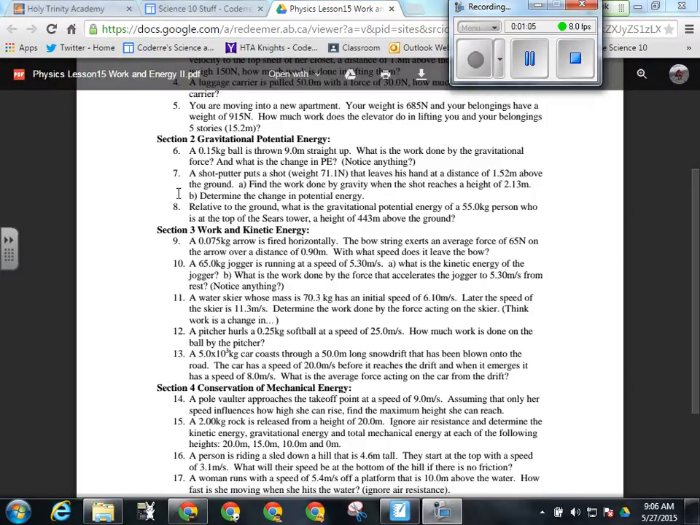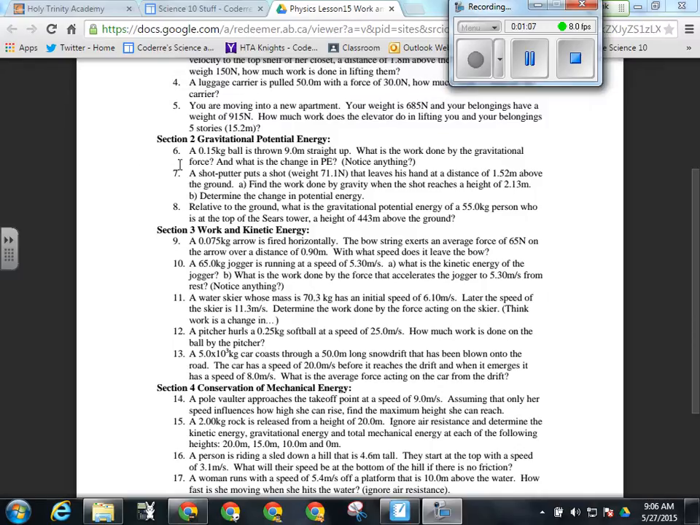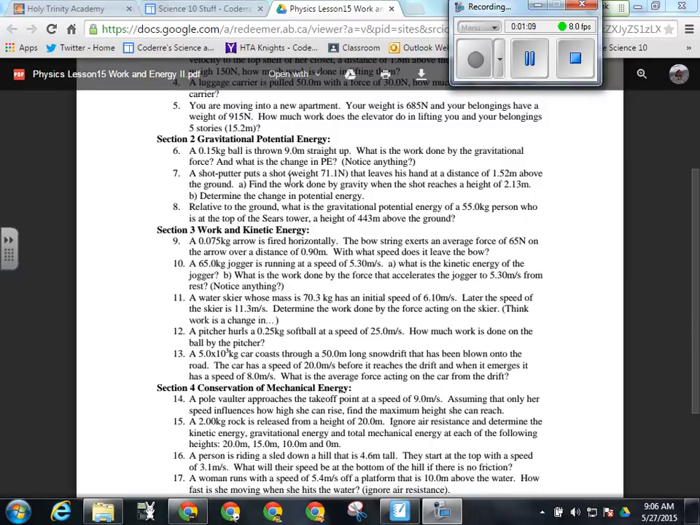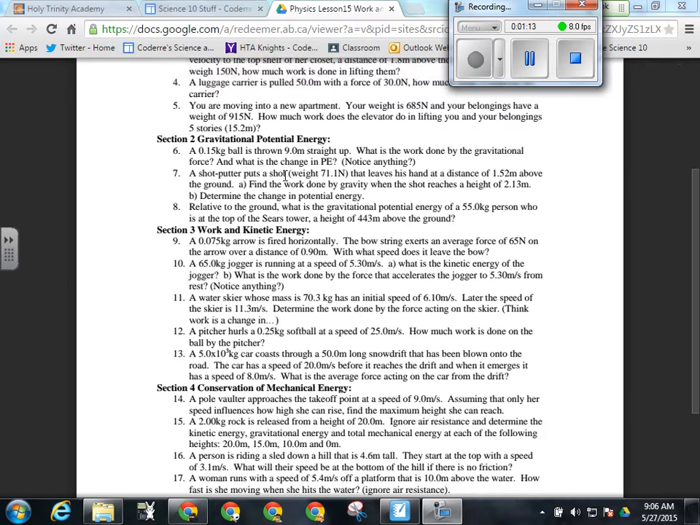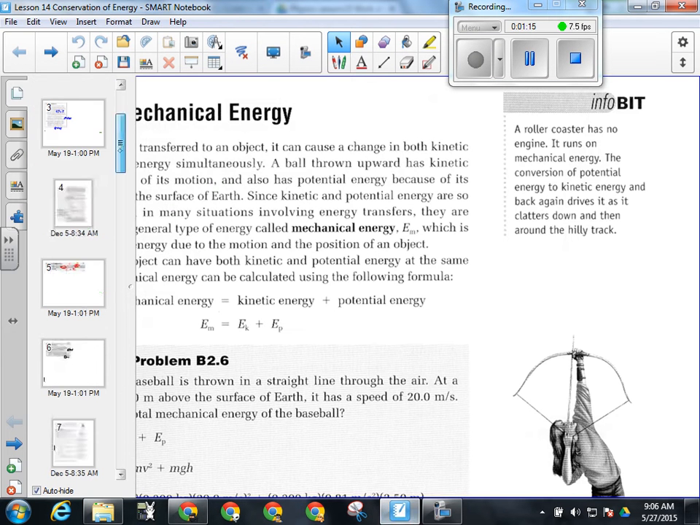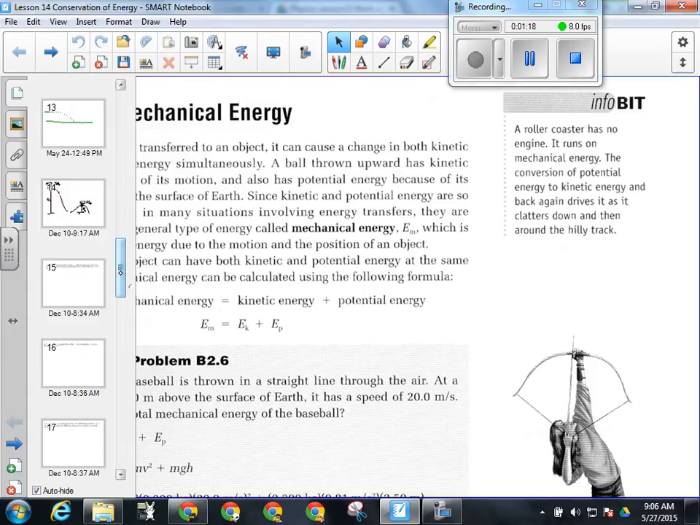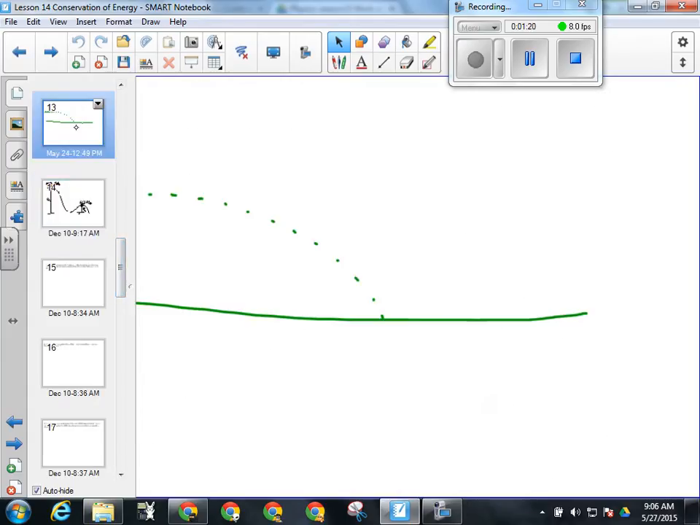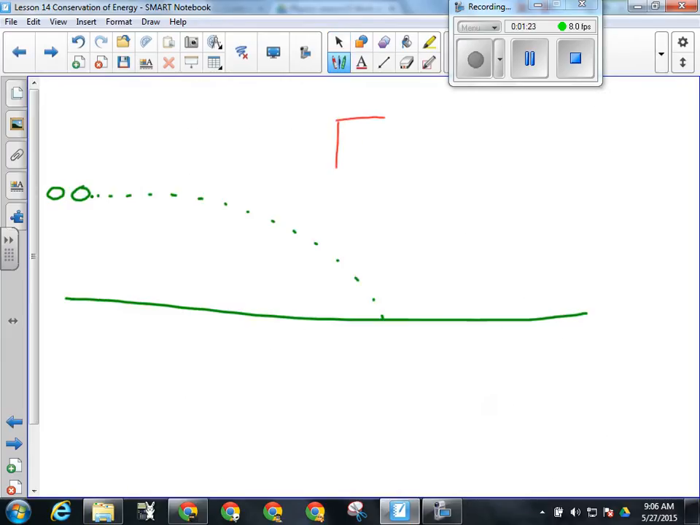Okay, guys, we just had a question here about number 7, about the shot putter. So they put a shot whose weight is 71.1 newtons. Here's what we mean when we say weight. This is on your formula sheet, but just a quick reminder.